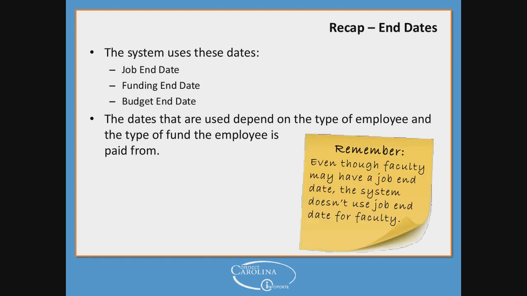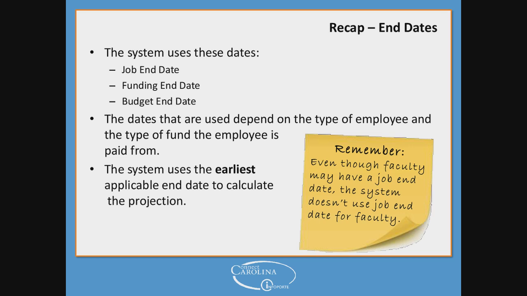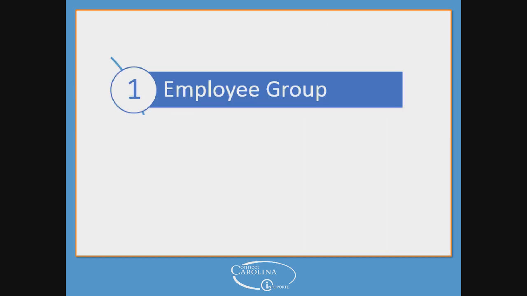And then remember, I think we hammered that point a little bit with our trick question, that even though faculty members may have a job end date, the system doesn't use it to calculate salary projections. So it just ignores that date, even if it is set. Okay, so of those dates, the system is going to use the earliest date that applies. So whichever one is the earliest, and if the date applies to the funding source or the type of employee, it will use the earliest one.